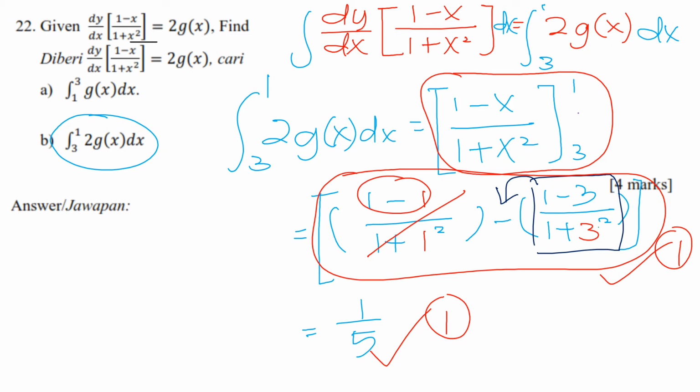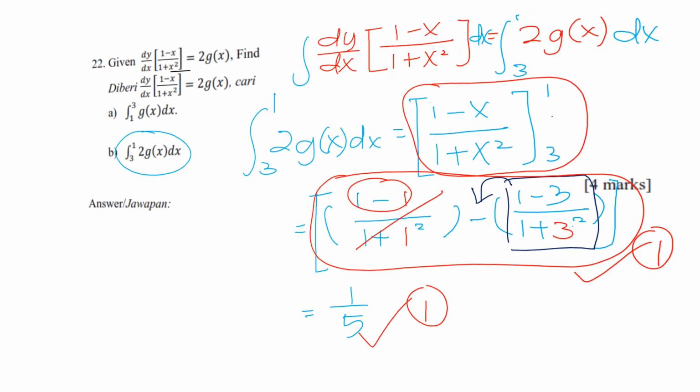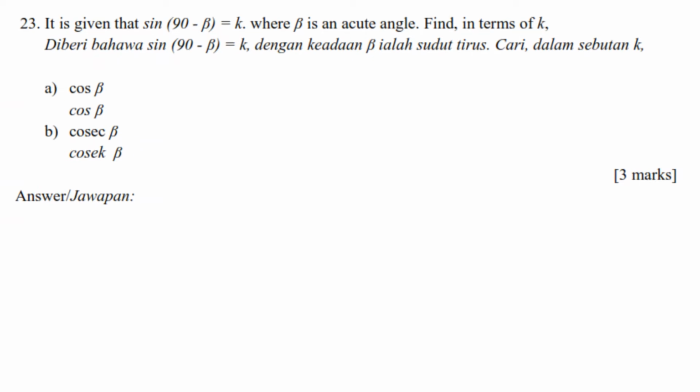Let's continue to question 23. It is given that sine of 90 degrees minus beta equals k, where beta is an acute angle. So you need to understand what this means. Find in terms of k, part A and part B.